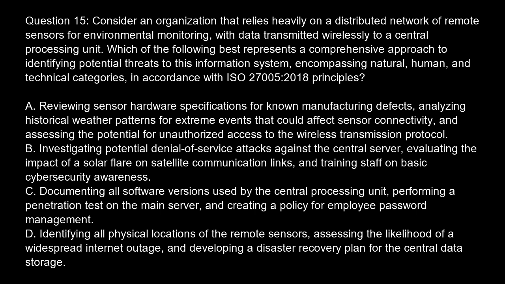Option B. Investigating potential denial-of-service attacks against the central server, evaluating the impact of a solar flare on satellite communication links, and training staff on basic cybersecurity awareness. Option C. Documenting all software versions used by the central processing unit, performing a penetration test on the main server, and creating a policy for employee password management. Option D. Identifying all physical locations of the remote sensors, assessing the likelihood of a widespread internet outage, and developing a disaster recovery plan for the central data storage.